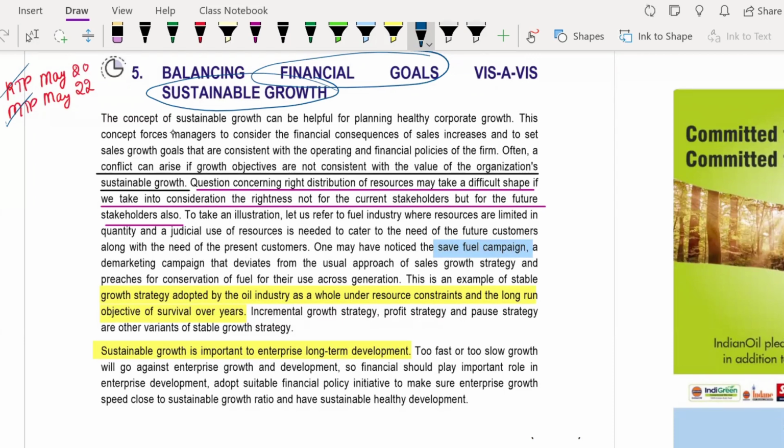So there is a very high possibility that in the upcoming attempts, this question might come through. Okay. Yes. So now talking first about what is sustainable growth. What is sustainable growth?